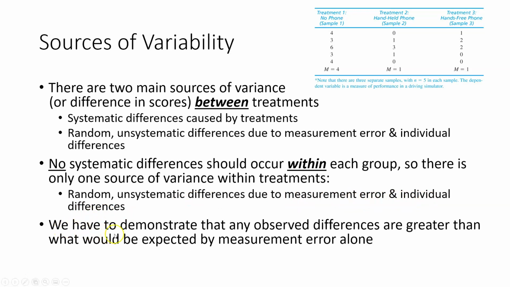Okay, we have to demonstrate that any observed differences that we see in the groups are greater than what would be expected by measurement error alone. So, any differences that we see here between 4 and 1 and 1, we have to demonstrate that that difference of 3 points here and of 3 points here and of 0 points here, that those differences are greater than what we would expect just because of the random differences across individuals within each group.